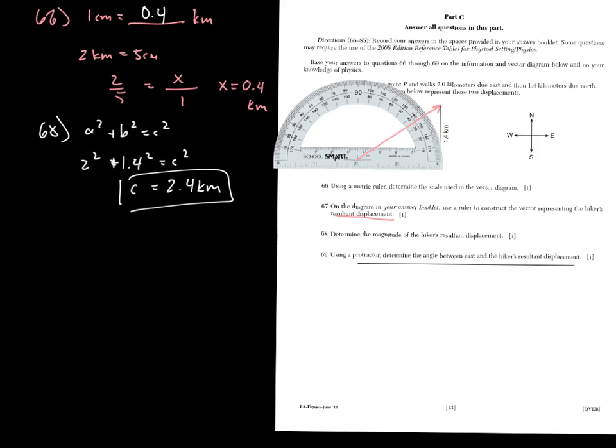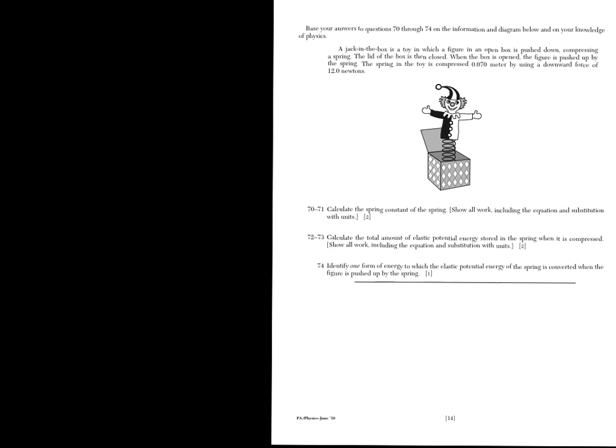And it should be about 35 degrees. That's our answer. That's it. Simple. Now we've arrived at this part, 70 to 74.